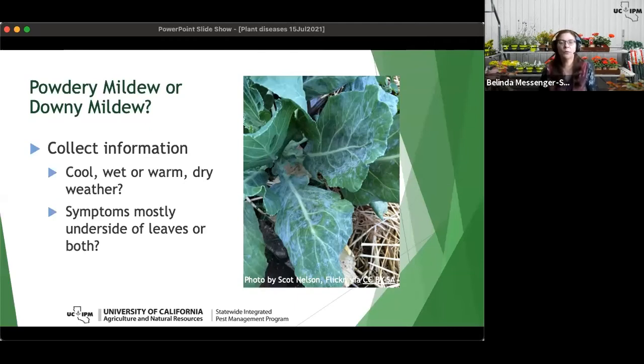Downy mildew will produce spores mostly on the underside of the leaves and only after rain or very heavy fog. The spores will disappear soon after the leaves dry out. Powdery mildew does not require water on the leaf surface for spore formation, and the powdery growth appears on both sides of the leaf. Again, it likes that hot, dry weather.